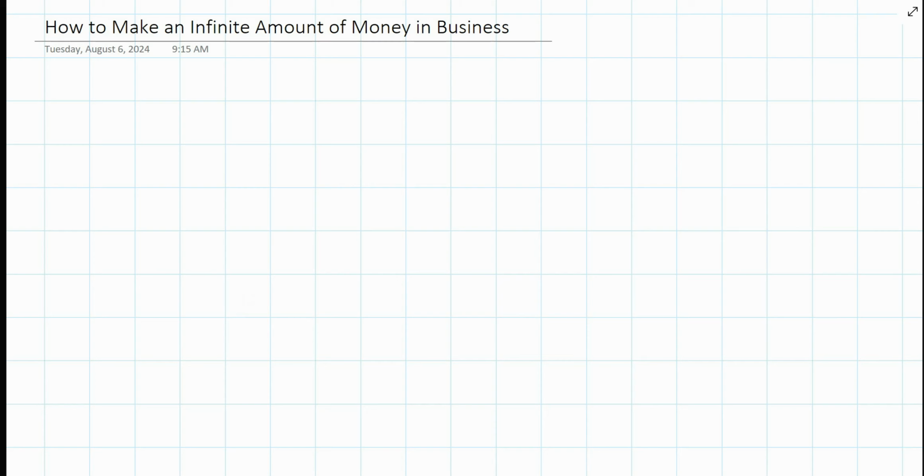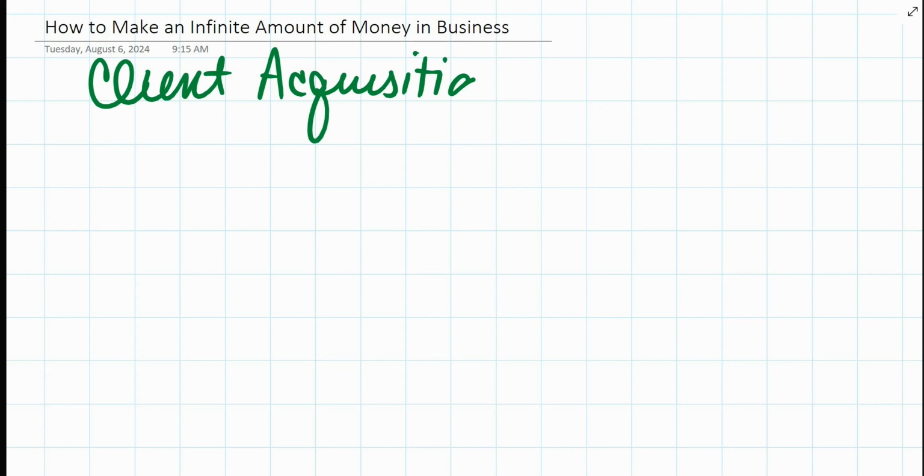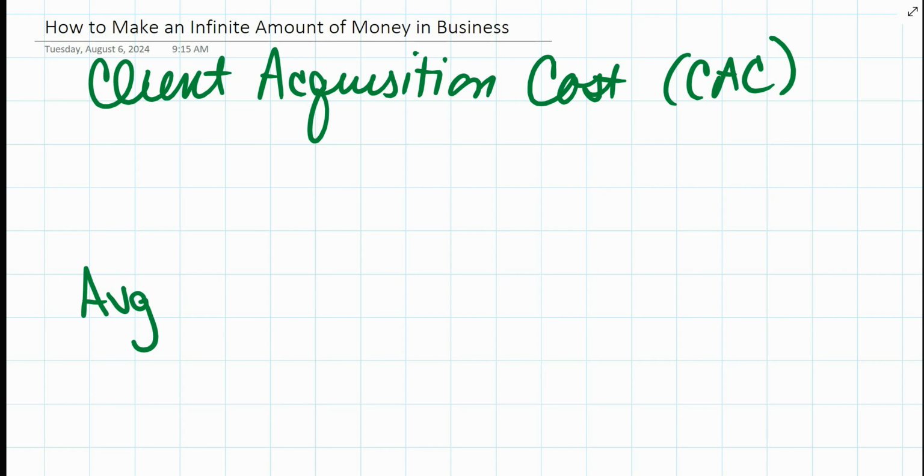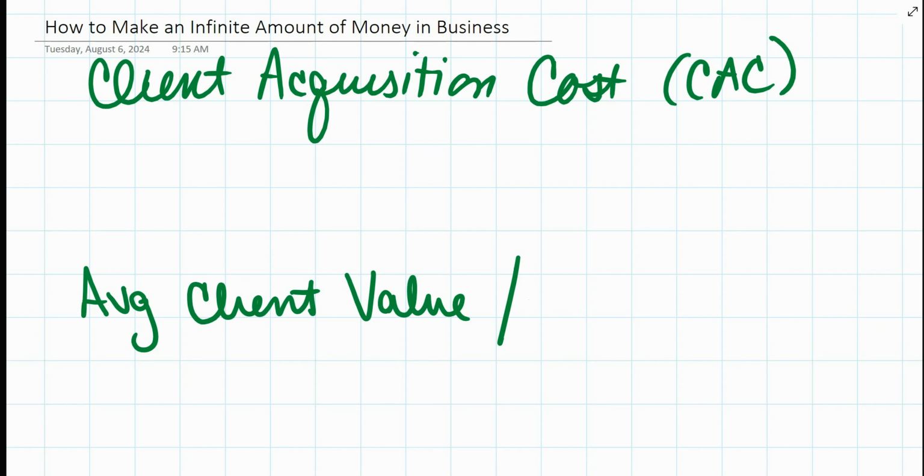2 really important metrics in making this infinite amount of money come from these 2 ideas. The client acquisition cost. You'll hear me call this the CAC. And our average client or transaction value. We'll talk about why I'm listing these out a little separately here in just a minute.